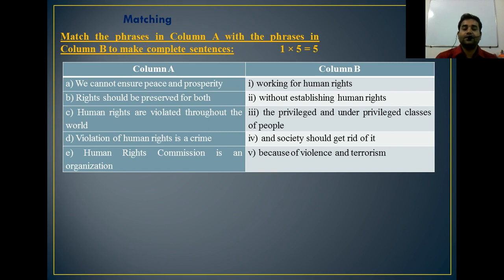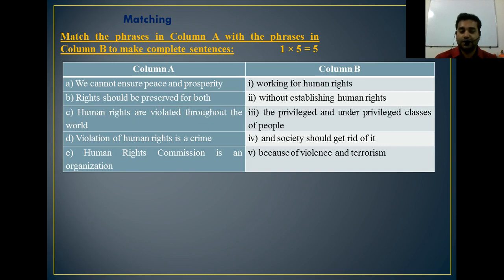In column B, you will find number 1, working for human rights. Number 2, without establishing human rights. Number 3, the privileged and unprivileged classes of people. Number 4, and society should get rid of it. Number 5, because of violence and terrorism. So here is the topic and here is the matching.